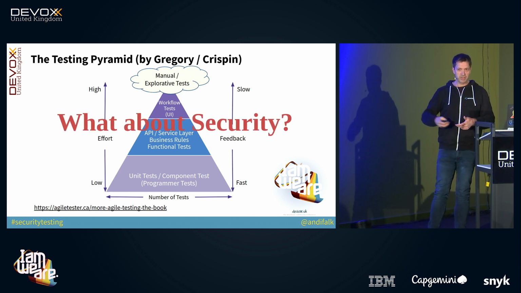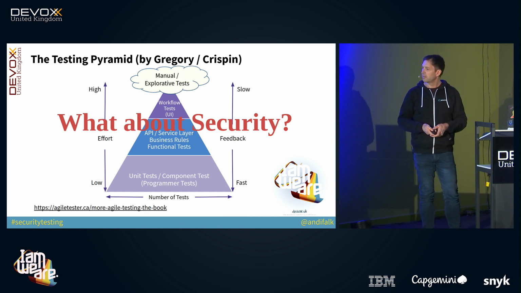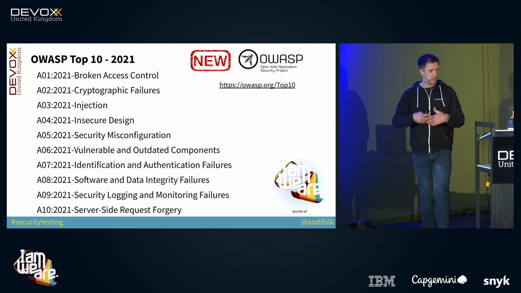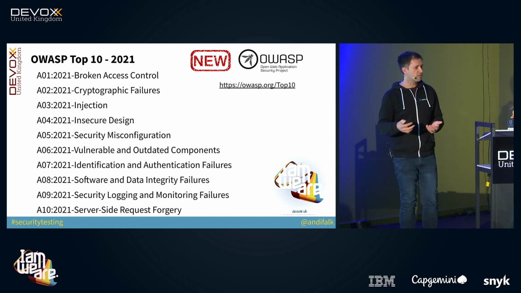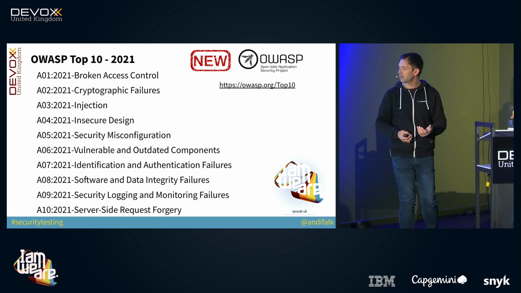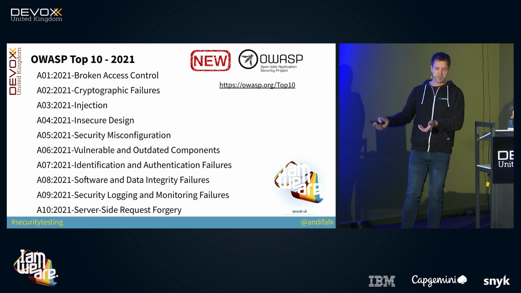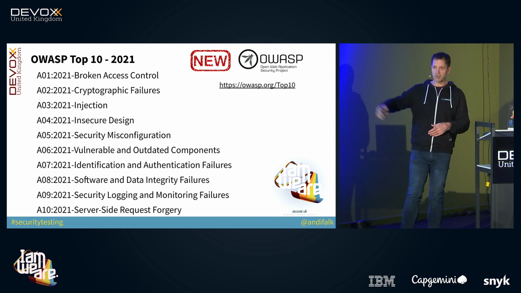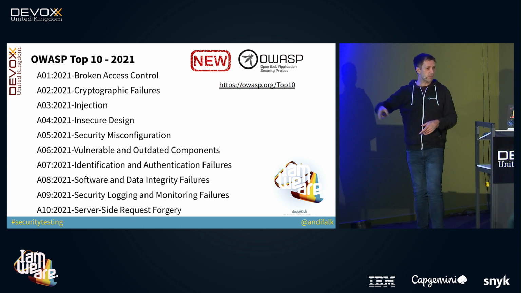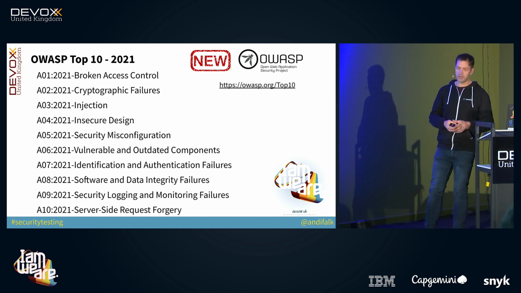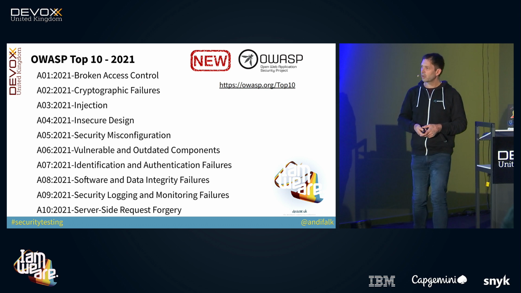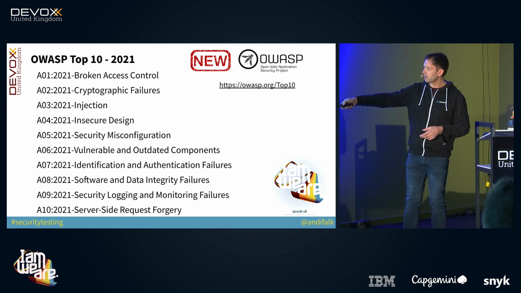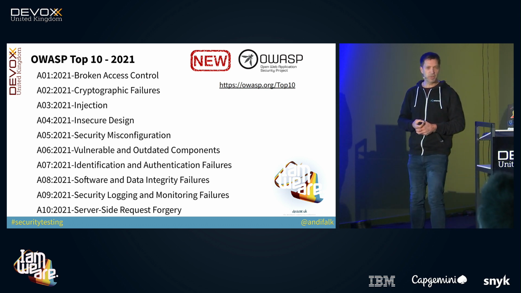So what about security? You rarely find anything about security on the testing pyramid. The first thing that the typical developer notices when getting into security is usually the OWASP Top 10. Who knows the OWASP Top 10? Probably most of you. Who knows the new version of the OWASP Top 10? This was published on the 24th of September by the OWASP, and this is the completely new OWASP Top 10 list.